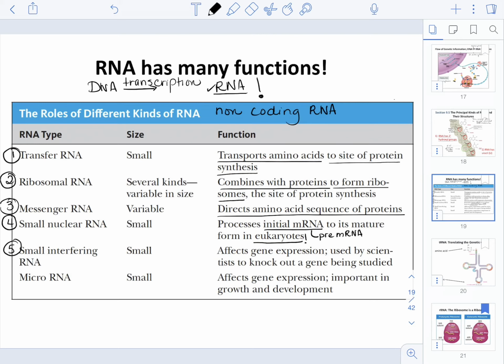We are going to be looking at interfering RNAs and microRNAs. Understand that those last two RNAs are going to be affecting gene expression, which means that they provide a way in which we can regulate the presence of a particular gene in the context of the cell. And the difference between the two is that the small interfering RNA is utilized by scientists to knock out genes, basically removing some DNA in the context of their experiments. But microRNAs have been shown to be important in growth and development.